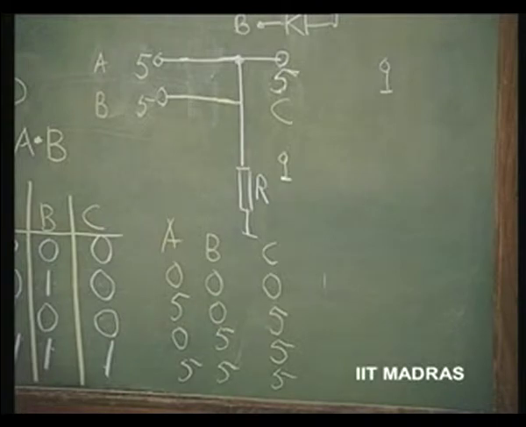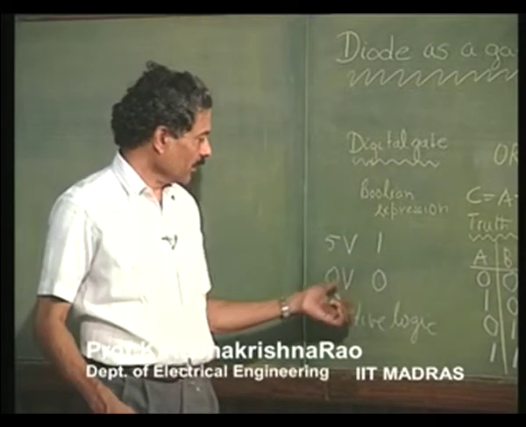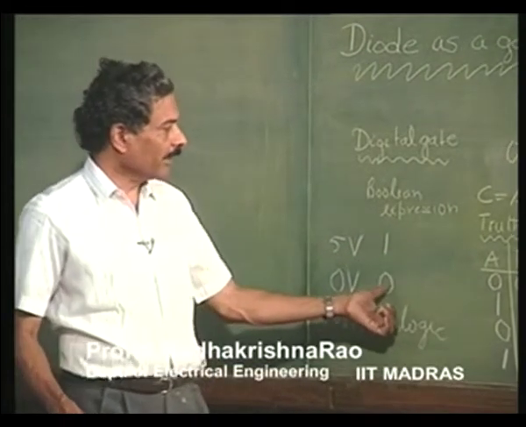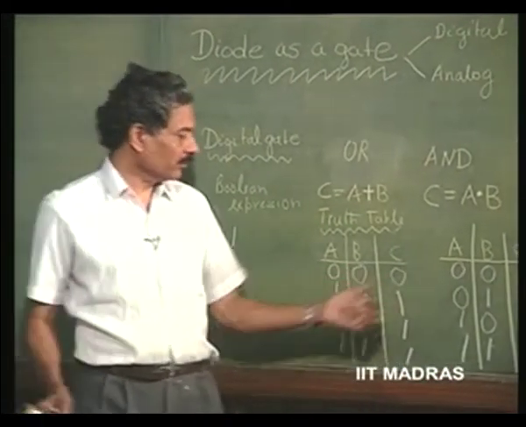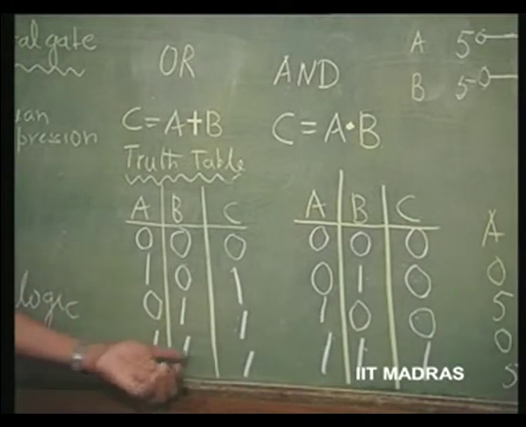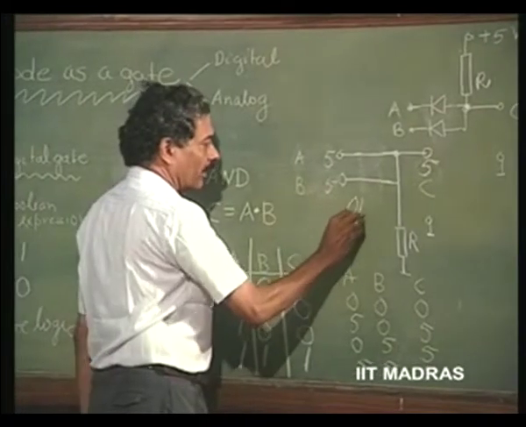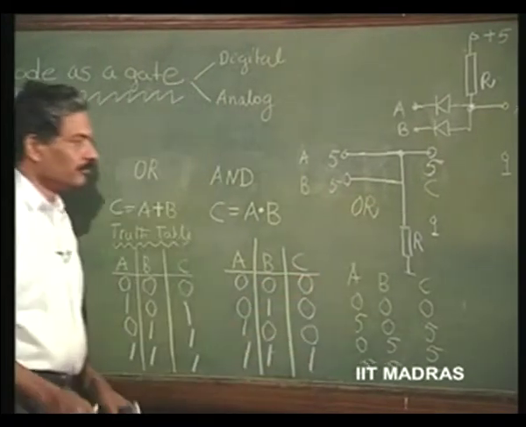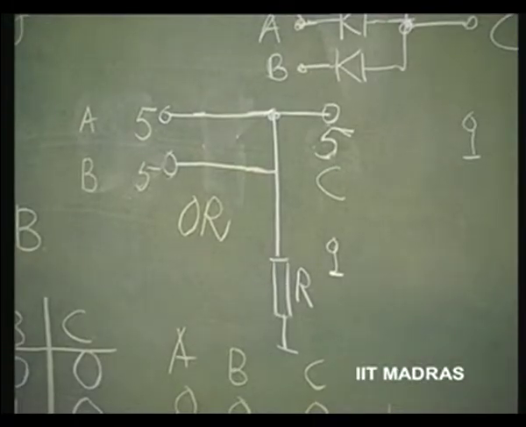So, this can be converted into the positive logic assignment that we have given. 5 volts is 1 and 0 volts is 0, and it becomes an OR gate: 0 0 0, 0 1 1, 1 0 1, 1 1 1. So, this is an OR gate for positive logic. It will be an AND gate for negative logic.